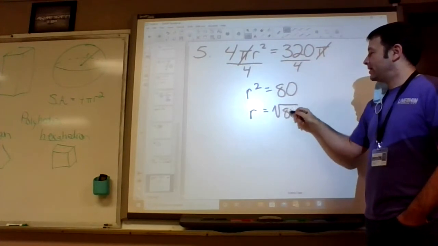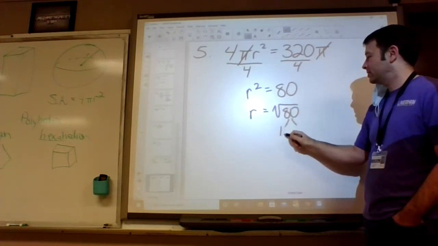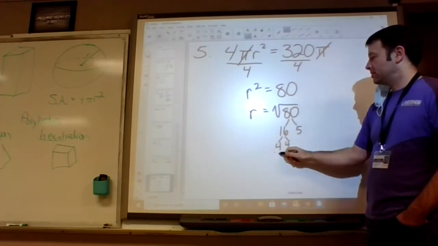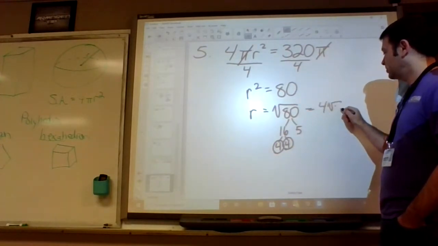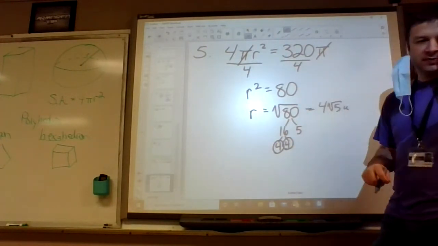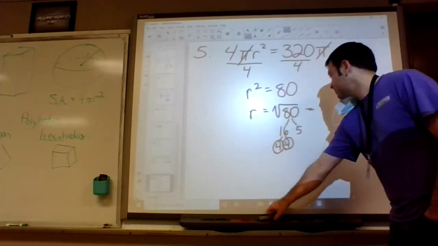Now if we did this the hard way, does the square root of 80 simplify? It's 4 square root of 5 or 8.9. Okay, it's 4 square root of 5. This is in yards, I guess.